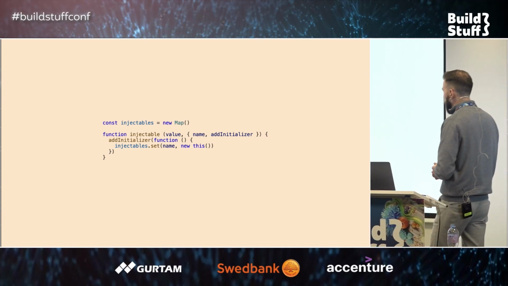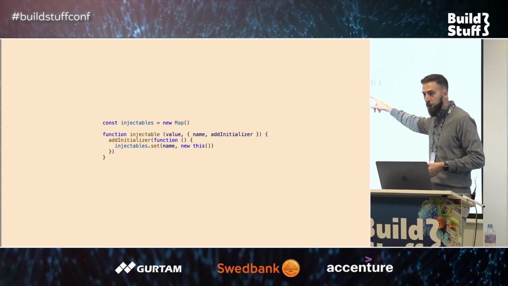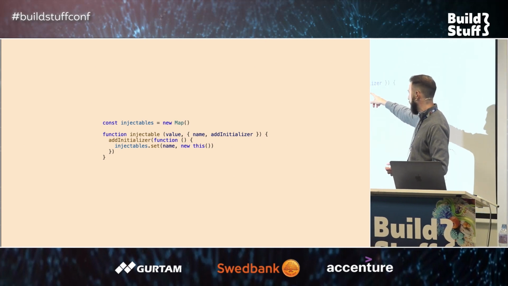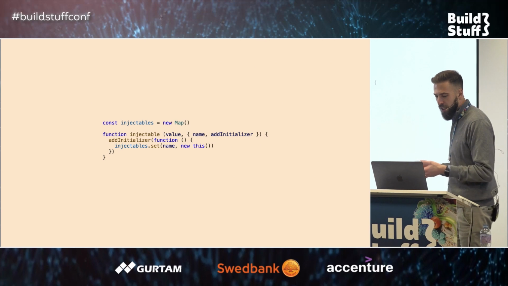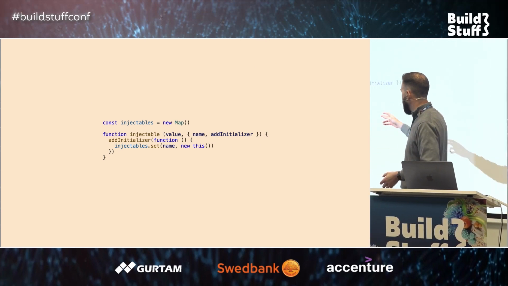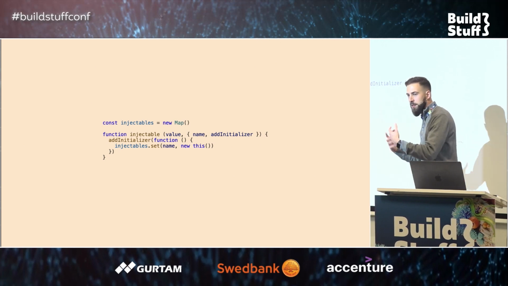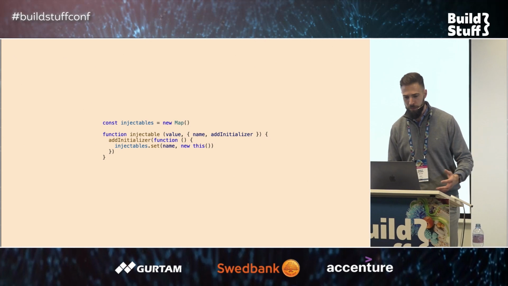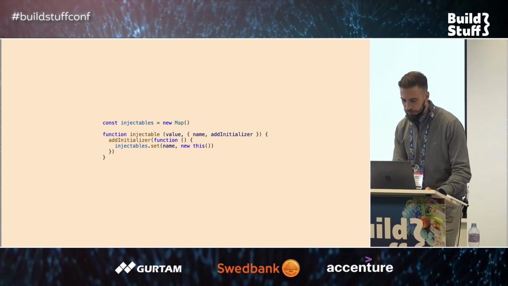And what we do here is we add this callback function. Now here again, very important, we're going to be using classical functions, not arrow functions. And we say injectables.set. The key is going to be the name of the class. And then we create a new instance of this, because this, in this case, refers to the class. So in here, we create the instance and we add it to a map.